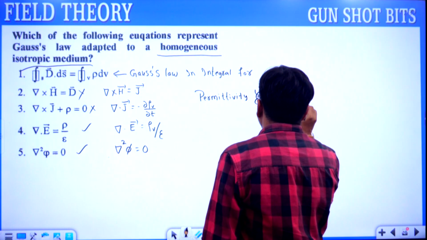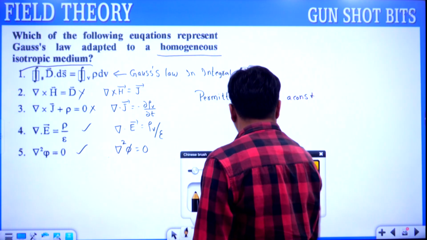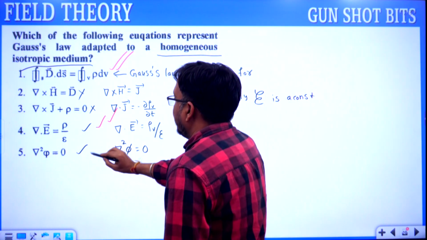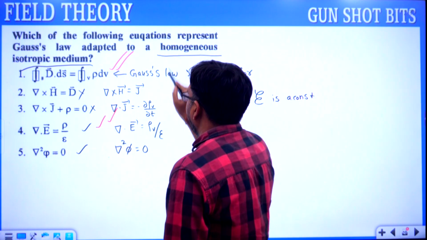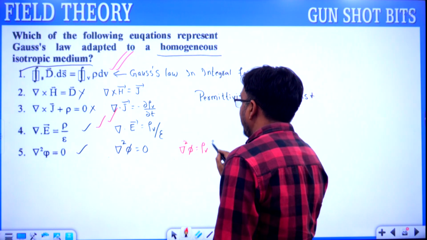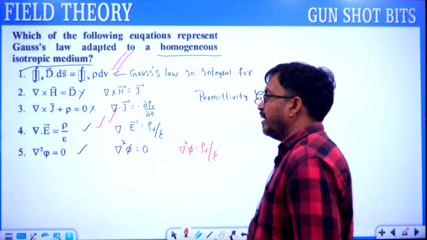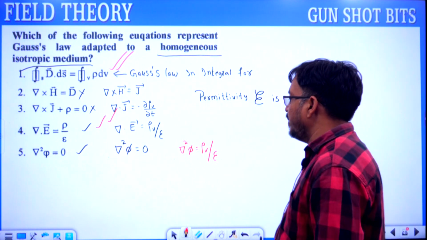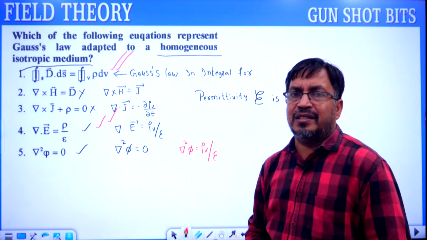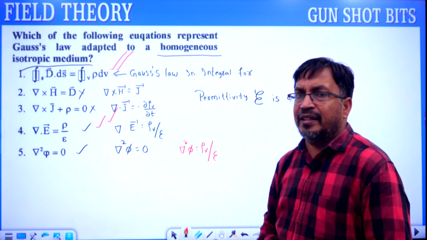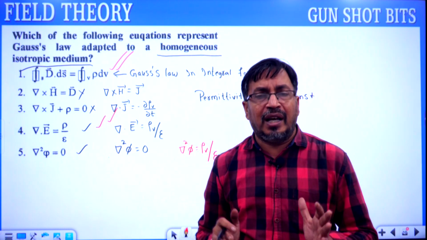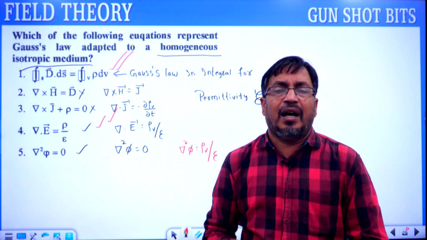So equation 1 and equation 4 are correct, because these equations are correct in this medium. What is option 5 then? Del square phi equals to rho v by epsilon. Del square V equals minus rho v by epsilon, that is the correct equation, but here it is given 0, means volume charge density equal to 0, that is not valid in this medium. So option 1 and option 4 are both valid in homogeneous isotropic medium.